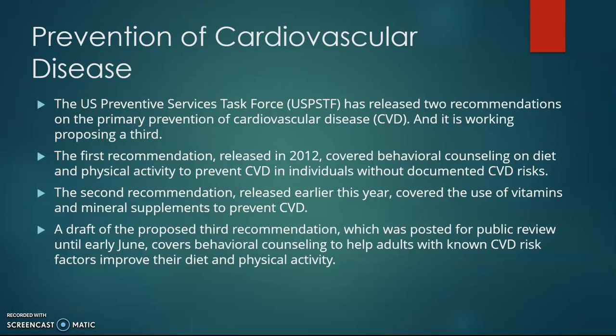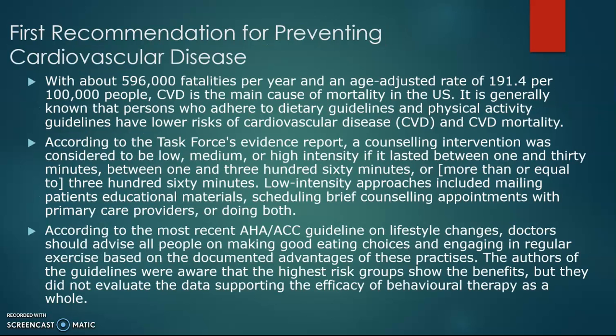The second recommendation, released earlier this year, covers the use of vitamin and mineral supplements to prevent cardiovascular disease. A draft of the proposed third recommendation, which was open for public review until early June, covers behavioral counseling to help adults with non-CVD risk factors improve their diets and physical activity. The first recommendation concerns preventing cardiovascular disease, with about 596,000 fatalities per year and an age-adjusted rate of 191.4 per 100,000 people. Cardiovascular disease is the main cause of mortality in the US.